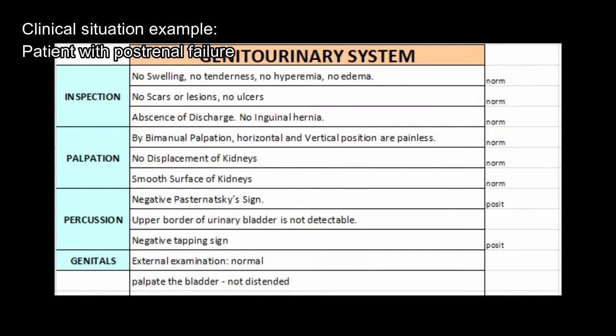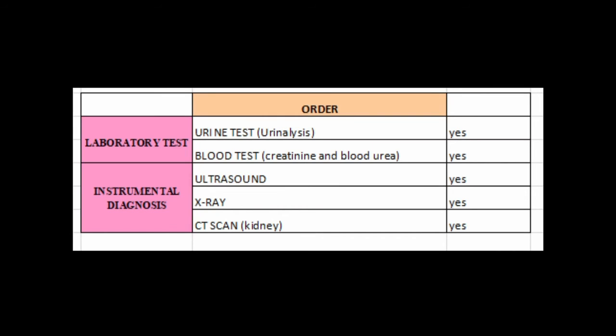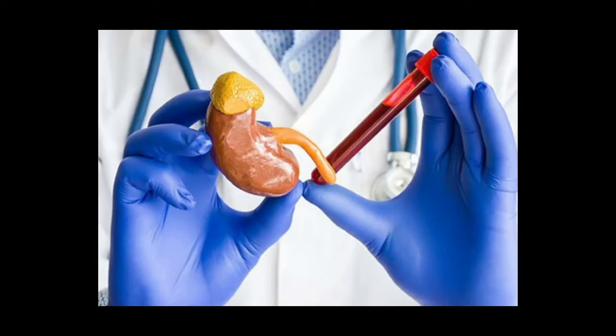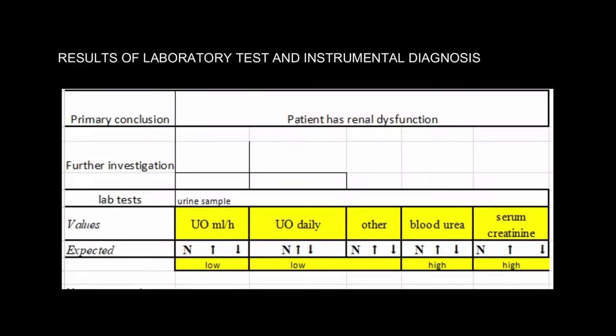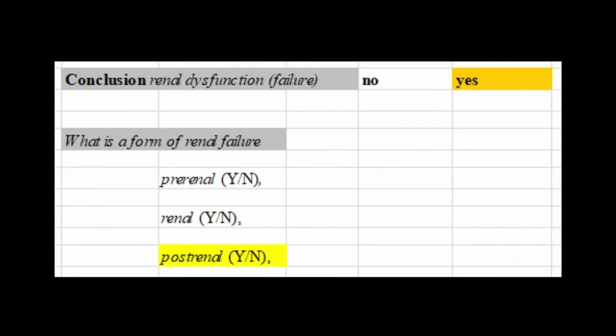To be confirmed, we are going to do the laboratory tests, which consist of a urine test called urinalysis and blood tests to check the creatinine and blood urea level. We will ask the patient to urinate first in the urine sample container and withdraw a small amount of blood to be sent to the laboratory. From the lab result, there's also a high level of both blood urea and serum creatinine. In conclusion, the patient has renal dysfunction. The form of renal failure is post-renal failure, as the patient has the presence of stones together with the lab test that shows the indicator for having post-renal failure.